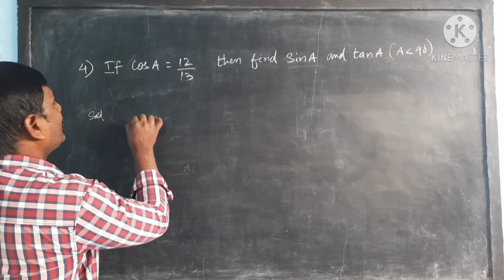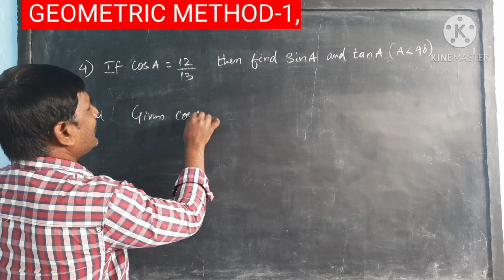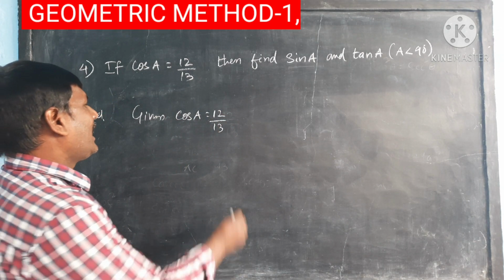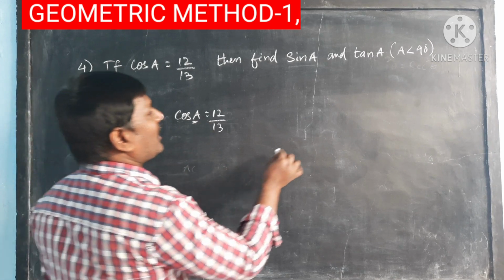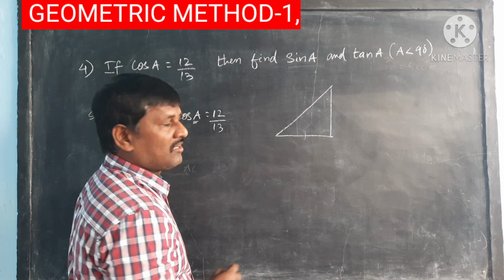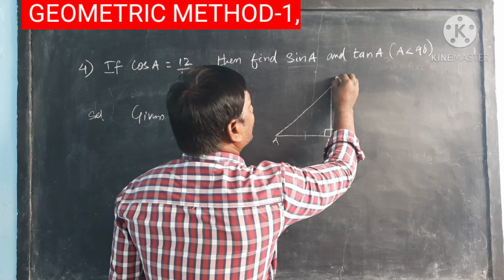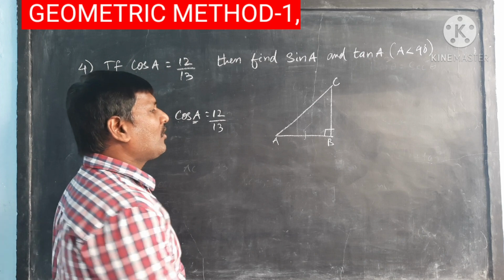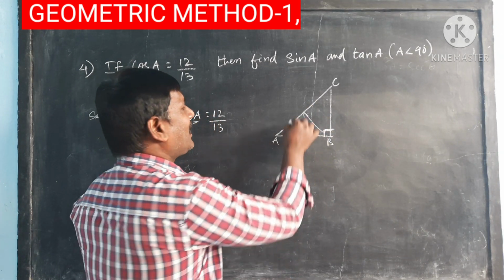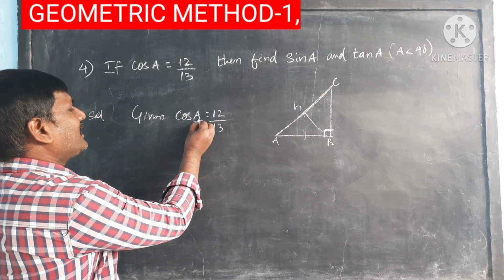Method 1, geometrically. It is given that cos A is equal to 12 by 13. As it is cos of angle A, we have to draw a right angle triangle ABC, in which angle B is right angle. We know that the side opposite to the right angle is the hypotenuse, that is AC. The considering angle is A.